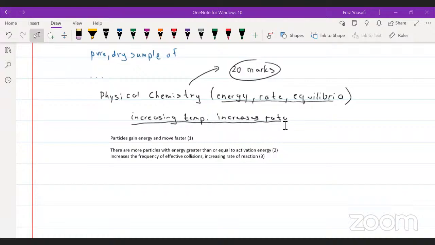You can call it successful collisions. You can call it effective collisions. You can even call them fruitful collisions, either syllabus, 5070, 0620, doesn't matter. They generally think of them as exactly the same thing.